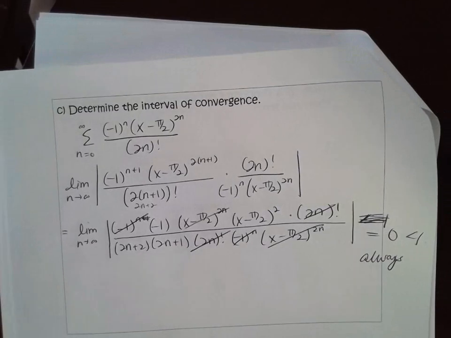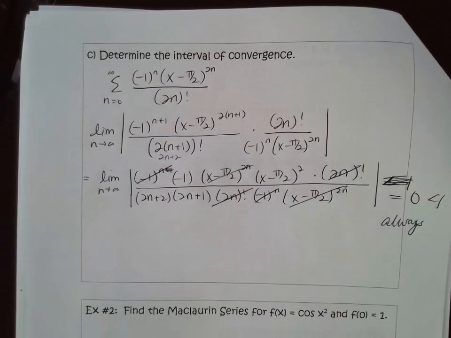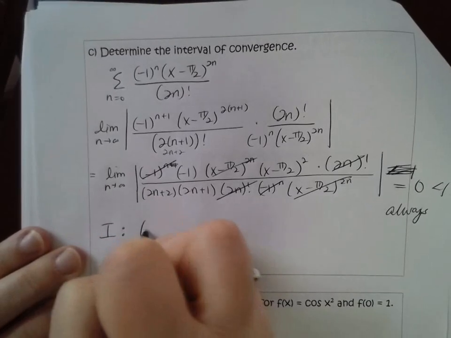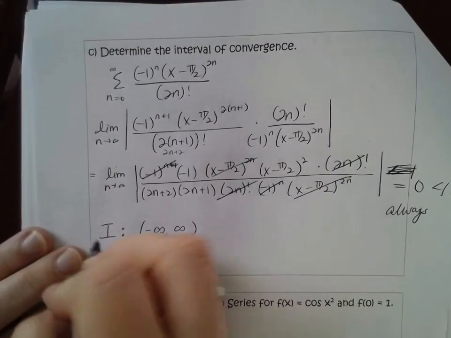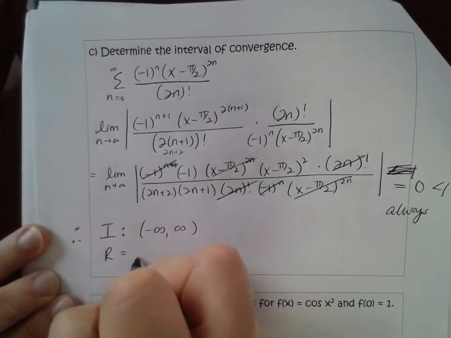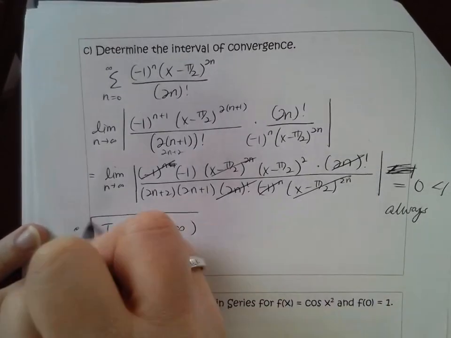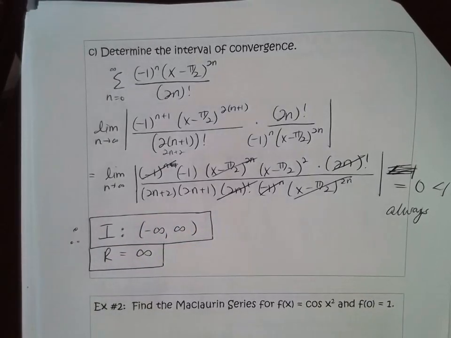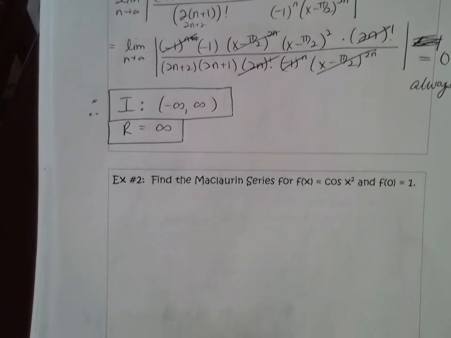Okay, so if that's convergent regardless of the x value that I use, then I know that my interval of convergence is -infinity to infinity, and if they asked, which they didn't, my radius of convergence would be infinity. Okay, two very important pieces of information. That's all you have to do. It looks so much like a previous lesson that it shouldn't be that big of a deal.